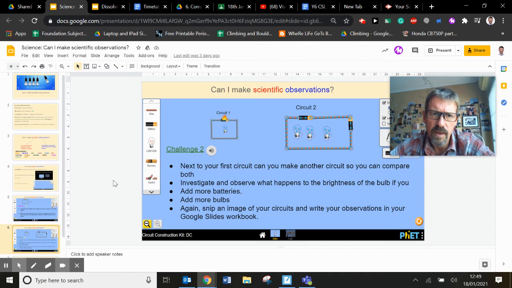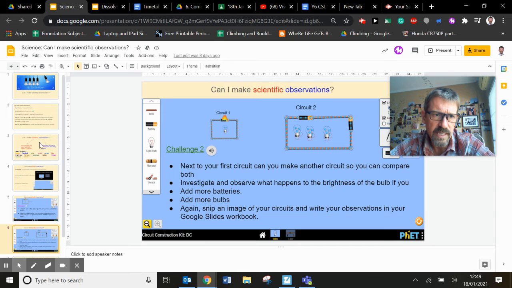Challenge 2. Okay, now here I've kept my challenge 1 circuit. So challenge 2 is investigating and observing what happens when we add batteries. So what happens to the brightness of the bulbs? What happens if we add bulbs? So we're changing the number of batteries and the number of bulbs and seeing what happens to the brightness of the bulbs. You may also notice the speed that the electrons are moving around your circuit may also change. And again, snip your 2 circuits or screenshot into your Google Slides workbook with an explanation.